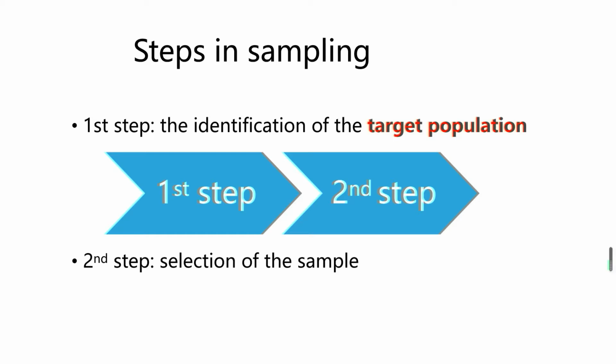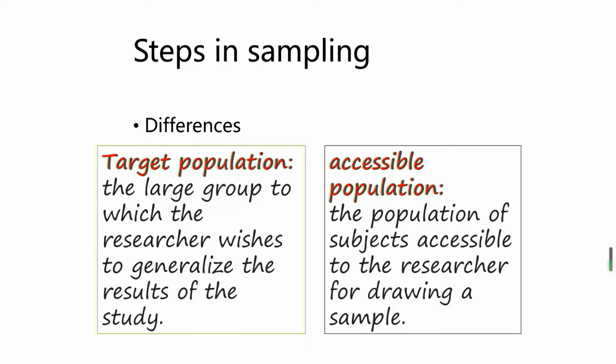So here are the steps in sampling. There are 2 steps in the sampling. The first one is to identify the target population. The second one is to select the sample. But here we better notice the differences between the target population and accessible population.